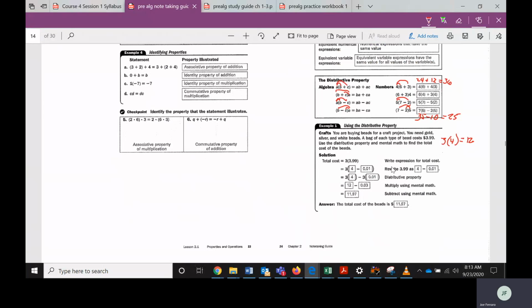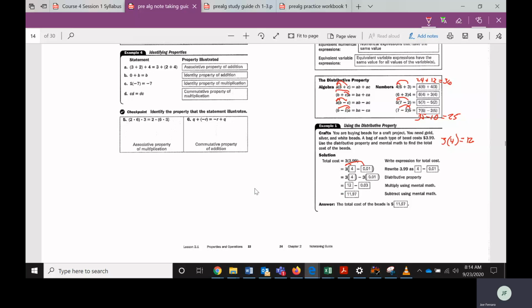But if you want an exact price, what they're saying is you could write the $3.99 as 4 minus 1 cent. Okay, and then use the distributive property. 3 times 4 is 12 right here, and then 3 times a penny is 3 cents. So they get the $12 minus the 3 cents is $11.97. Okay, if you follow along with that, great. If you didn't, it's not a huge thing.